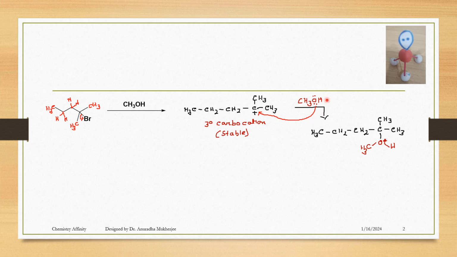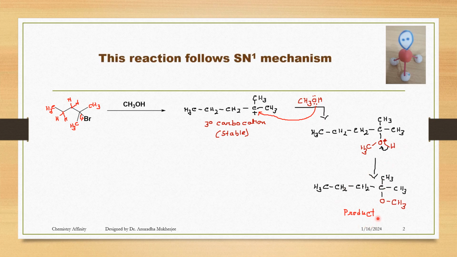Next step is methanol attacks the carbocation. Here oxygen acts as a nucleophilic center. Methanol is a nucleophile. Now this O-H bond breaks, deprotonation takes place and we get the final product. So from this reaction we can conclude that if we are getting a 3-degree carbocation, the reaction follows SN1 mechanism.